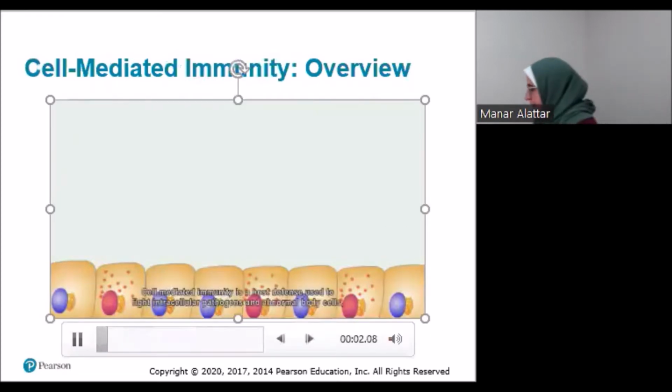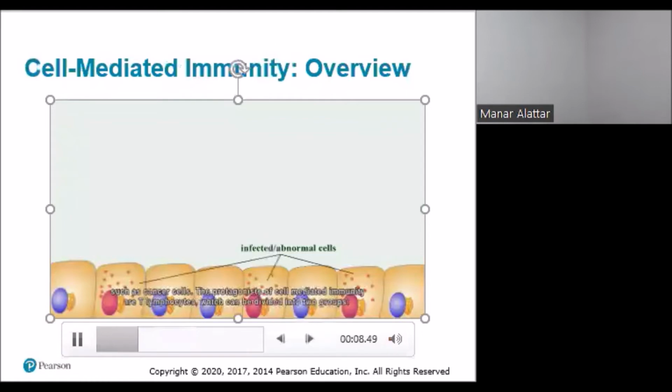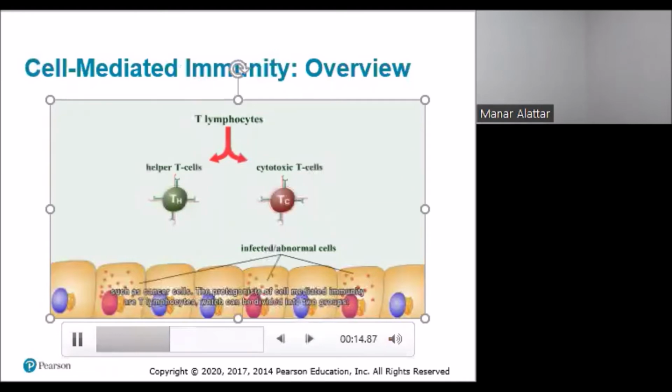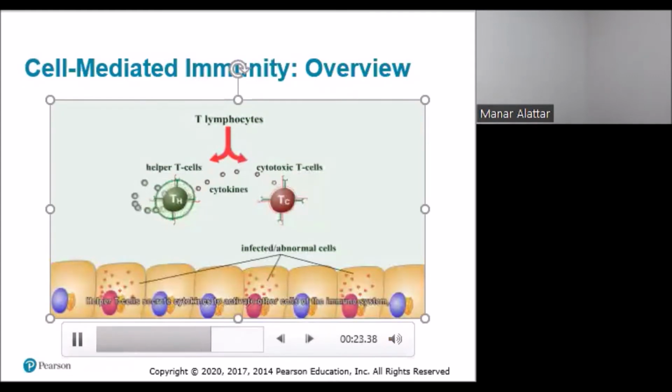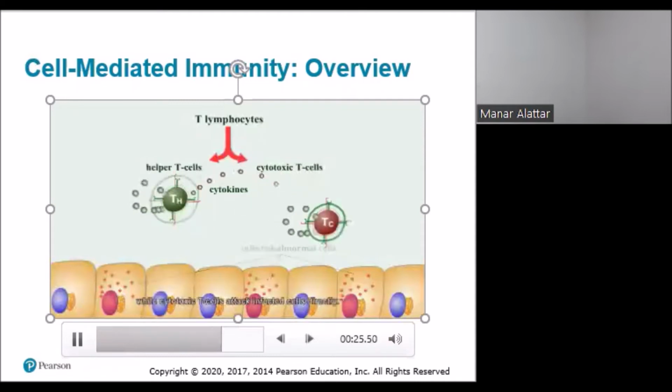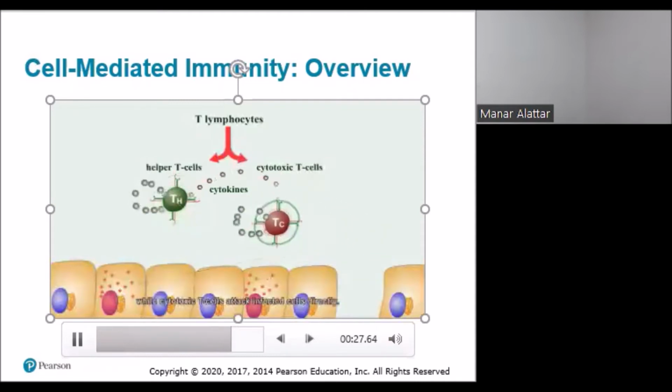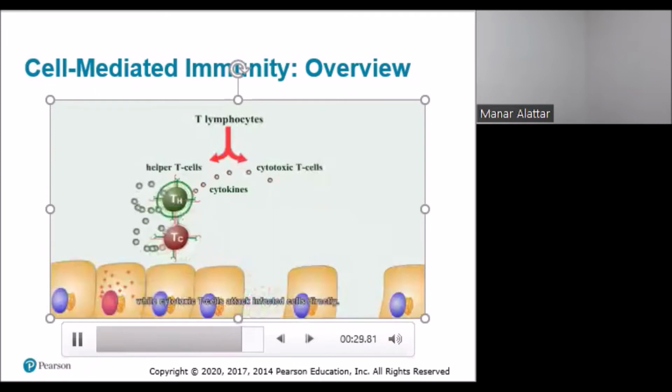Cell-mediated immunity is a host defense used to fight intracellular pathogens and abnormal body cells, such as cancer cells. The protagonists of cell-mediated immunity are T lymphocytes, which can be divided into two groups: helper T cells and cytotoxic T cells. Helper T cells secrete cytokines to activate other cells of the immune system, while cytotoxic T cells attack infected cells directly.